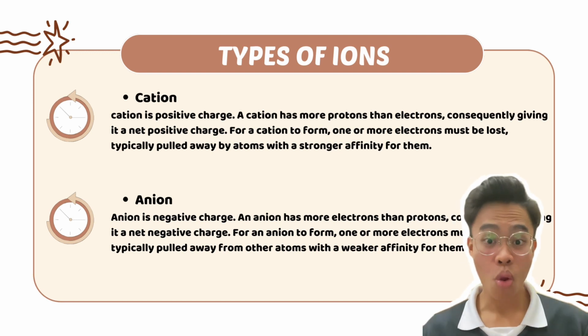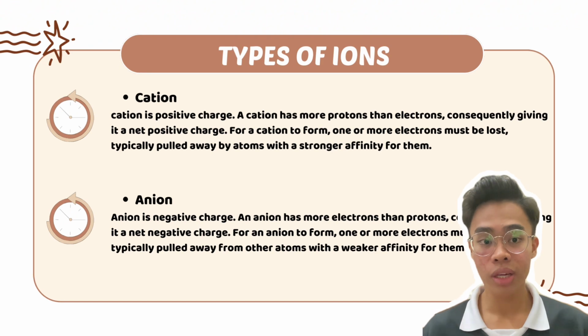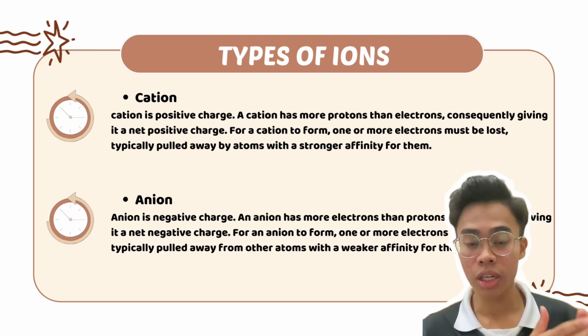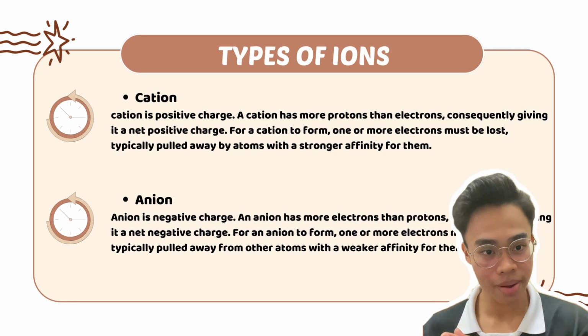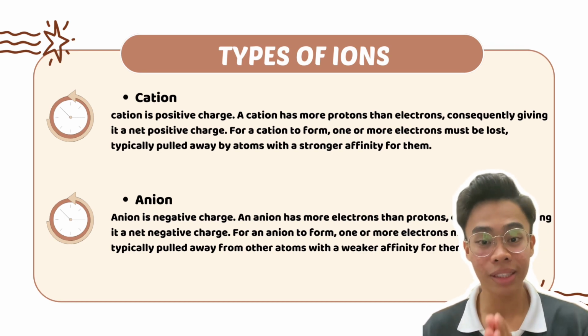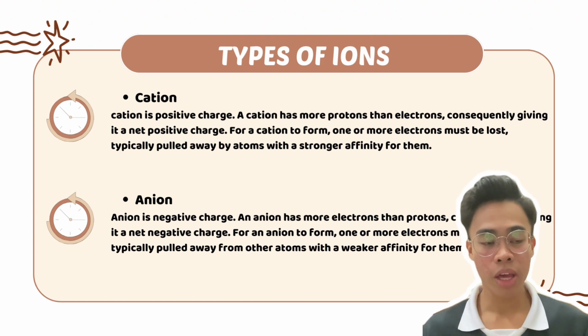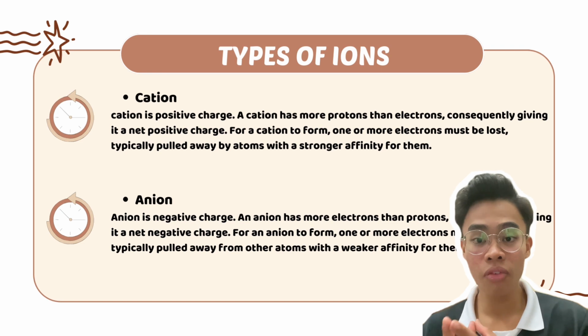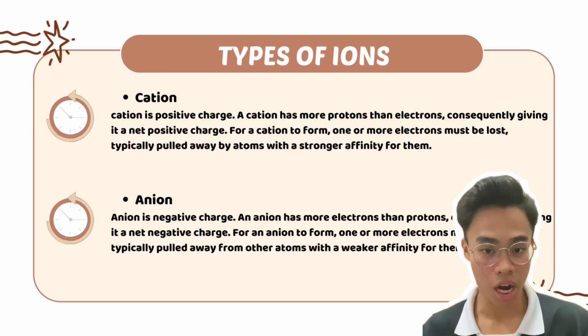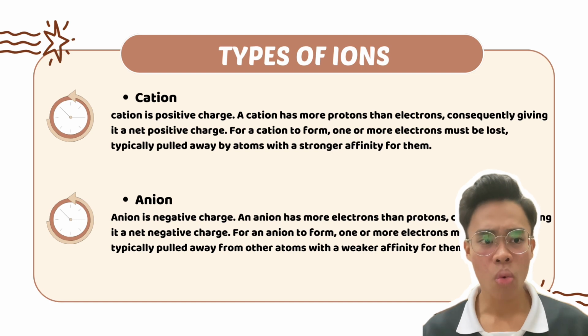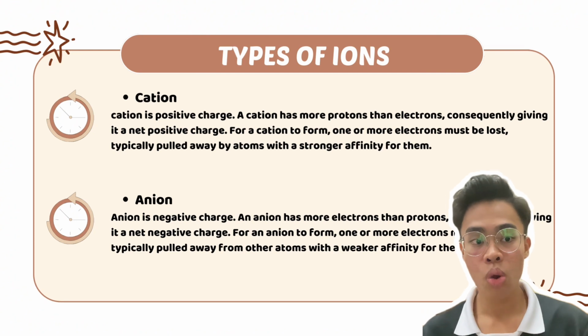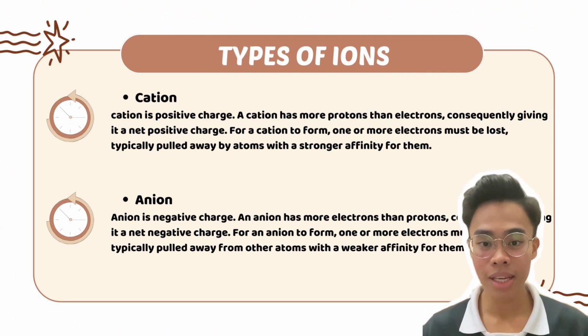Alright, then we have anion. What is anion? Anion is negative. Different from cation, cation is positive while anion is negative. Alright, an anion has more electron than proton. Cation has more proton than electron, while anion has more electron than proton. Consequently, giving it a net negative charge. For an anion to form, one or more electrons must be gained, typically pulled away from other atoms with a weaker affinity to them. That is anion.